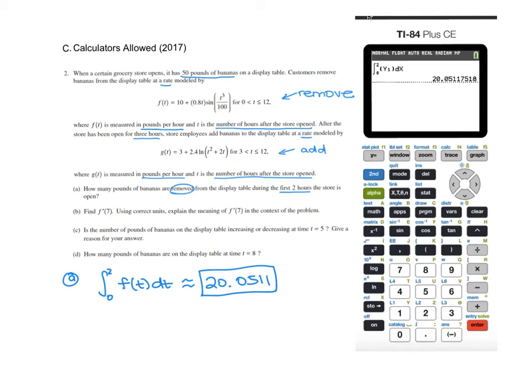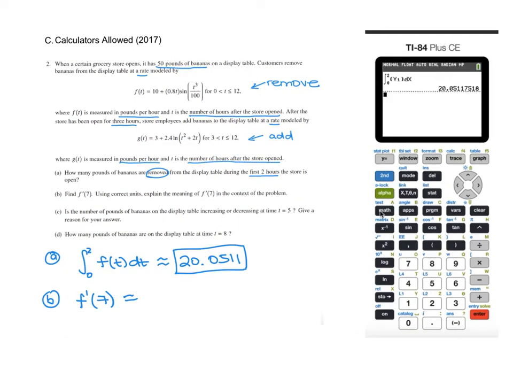So now let's move on to B. It's asking us to find f prime, which means the derivative of f, when t is equal to 7. Then using correct units, explain the meaning of this in this context. And since this is a calculator problem, all you have to show for your work is f prime of 7, and then now you can just plug it in your calculator.